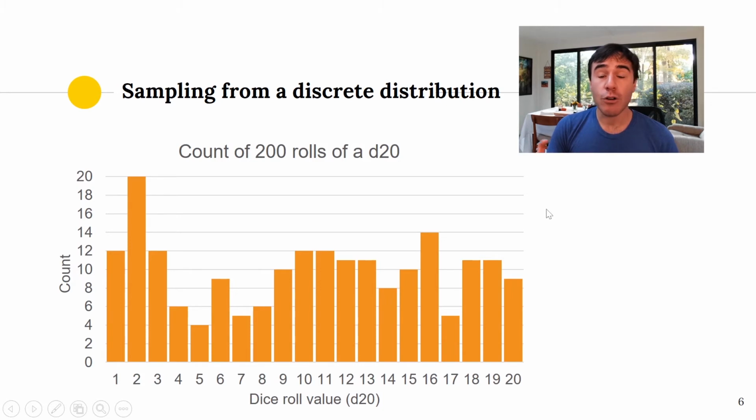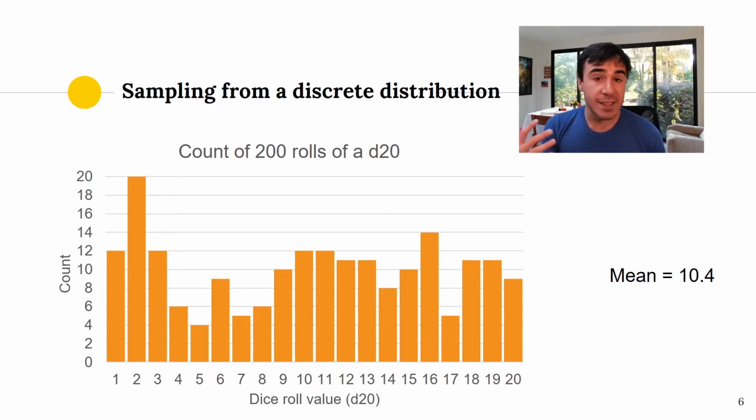When I roll it 200 times, well, it still doesn't look exactly like the population distribution. In theory, I should have rolled each number 10 times in 200 dice rolls. But you can see that the mean, the average value of a 20-sided dice roll, is 10.4. And that's very close to the population mean of 10.5. So this is the law of large numbers in practice.